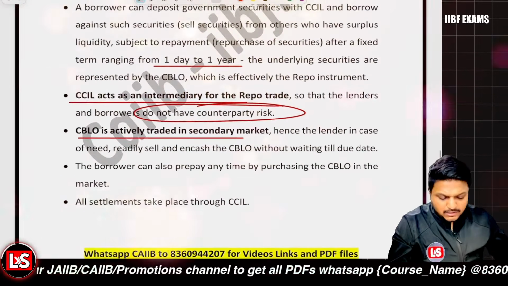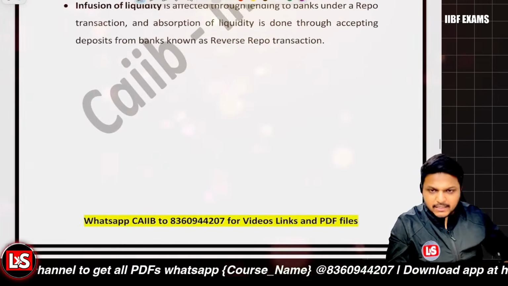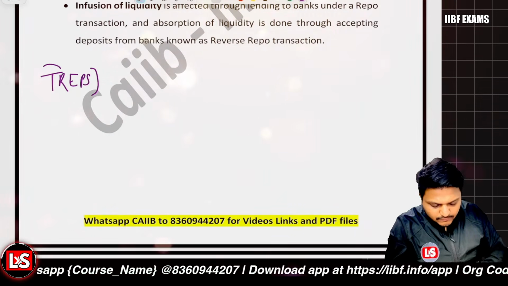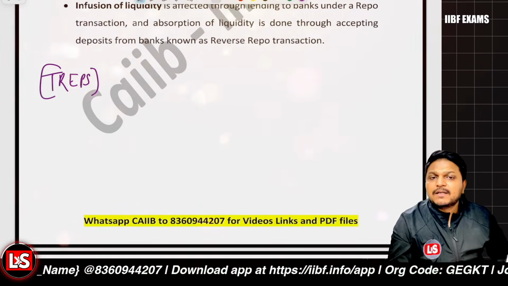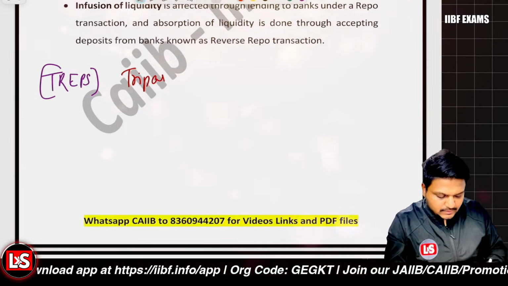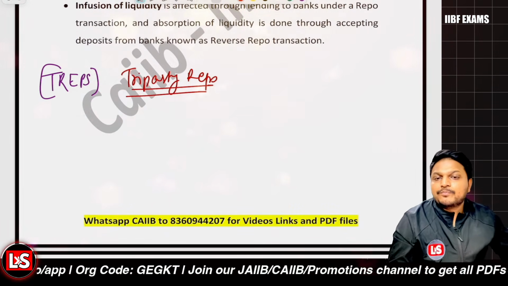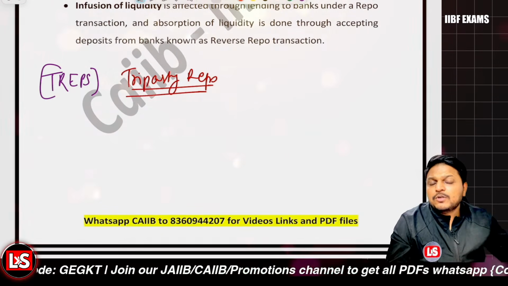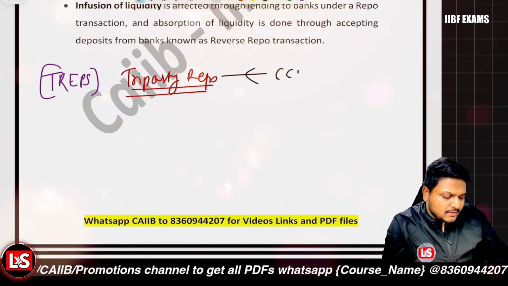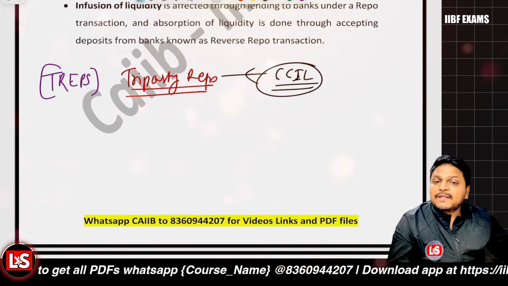But now the CBLO is gone. It's not used in the market anymore. Instead we have the TREPS, that is, tri-party repo. So tri-party repo is facilitated by whom? It is facilitated by the CCIL.